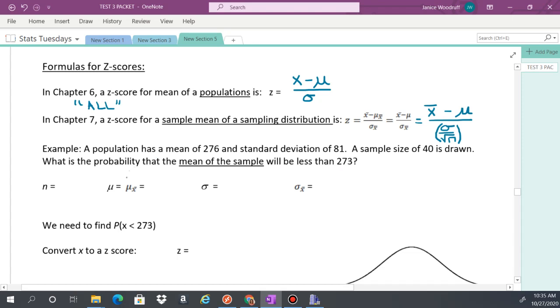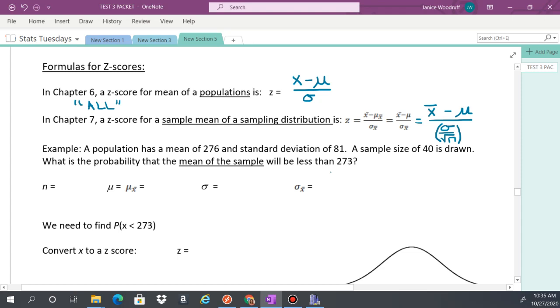So let's take a look at an example for this. We have a population that has a mean of 276 and a standard deviation of 81. Out of that population, I'm taking a sample of 40. So you'll see an extra sentence in the question like this: a sample of this many is drawn. What is the probability that the mean of the sample will be less than 273? So let's pull out the information we need to tackle this problem.